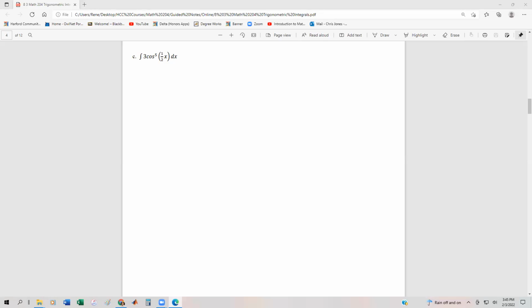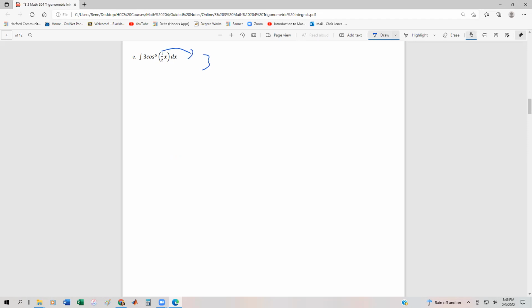More examples of being able to evaluate trigonometric integrals. This one's going to be the integral of 3 cosine to the 5th power of 1/2 x dx. To be able to start this one, you'll note that there's no reduction for the cosine to the 5th, nor is there any sort of Pythagorean identity that we can use because it's not even an even power. And so here's a way to try to approach this one.